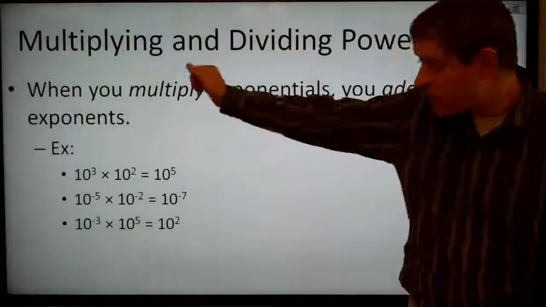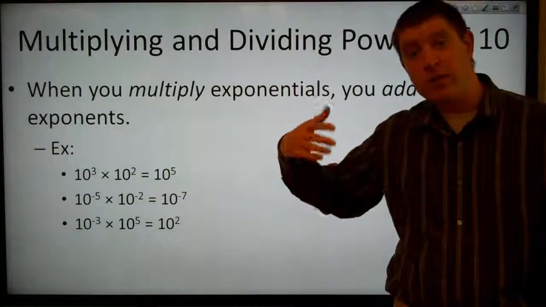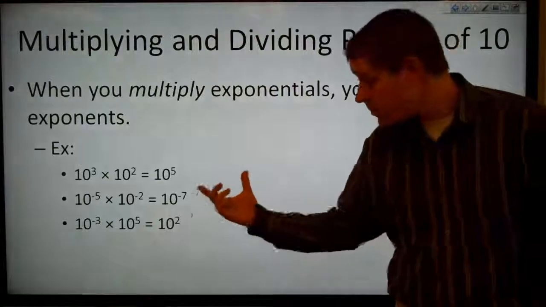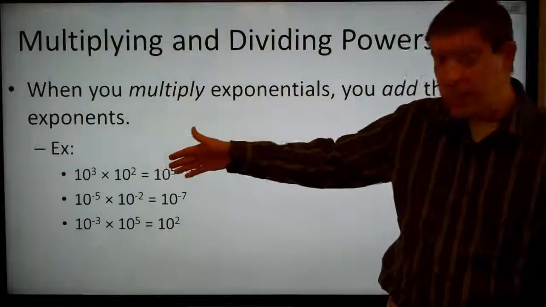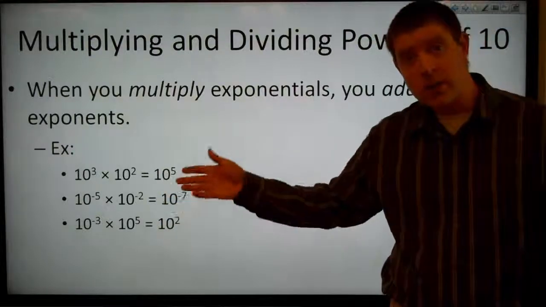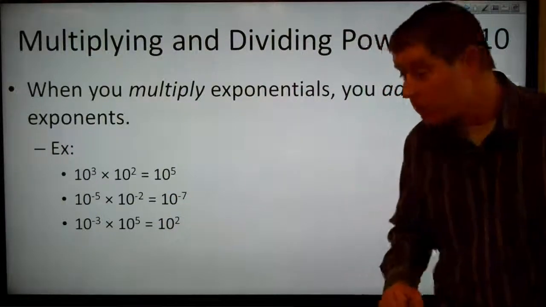10 to the minus 5 times 10 to the minus 2 means we add together the exponents. Negative 5 plus negative 2 is negative 7. So our answer is 10 to the minus 7. 10 to the minus 3 times 10 to the 5 is negative 3 plus 5. That's 2. So our answer is 10 to the 2.